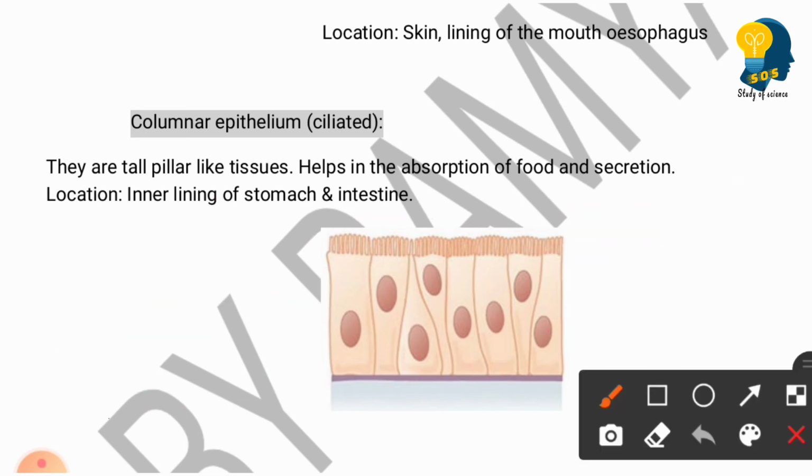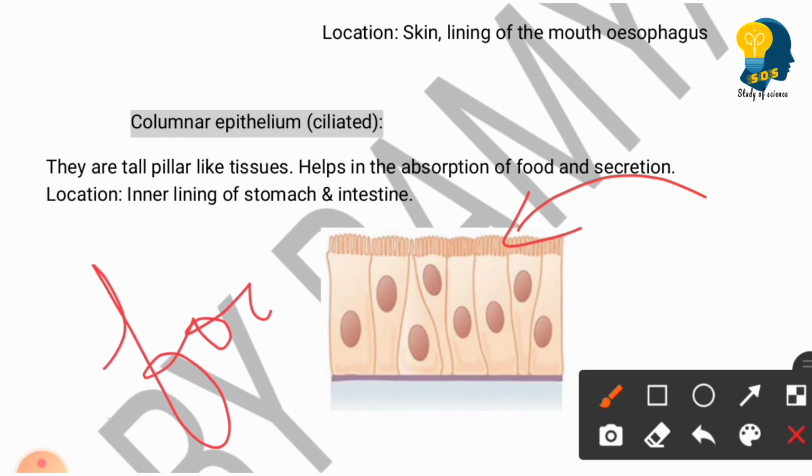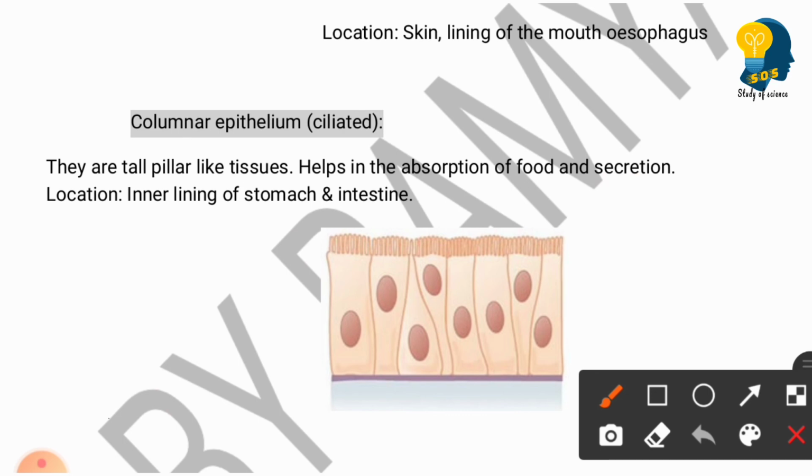Clear? So what is columnar epithelium tissue? The columnar epithelium tissues look like tall pillar-like structures. They have small villi on top of them, and these villi help in the absorption of food. Location is very important. Usually in the examination, they ask the location of the different epithelium tissues. The columnar epithelium tissues are present in the inner lining of the stomach as well as in the intestine. Clear?